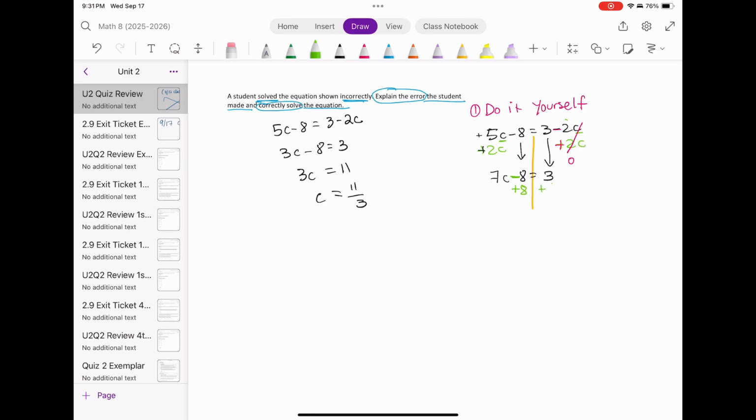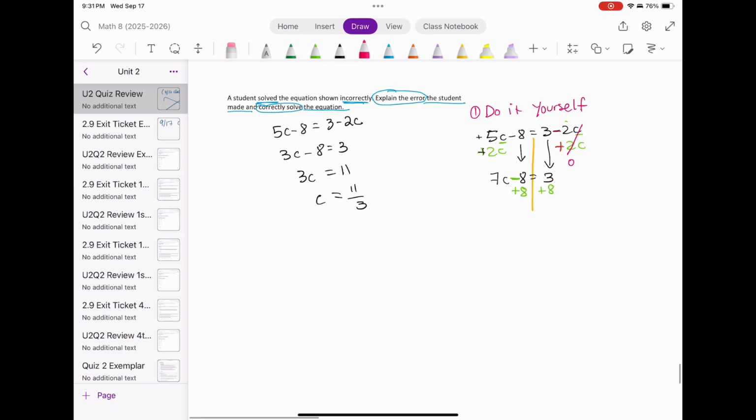On the left, -8 plus 8, that's 0, so they cancel. And we have 7c left. On the right, 3 plus 8, that's 11. And I'm almost done. 7 and c are multiplying, so the opposite would be to divide by 7. Again, do it to the other side. So 7 divided by 7, that's 1. So you get 1c. But remember, in multiplication, 1 doesn't matter, so it's basically canceling. And on the right, we get 11 over 7, and that's my answer.